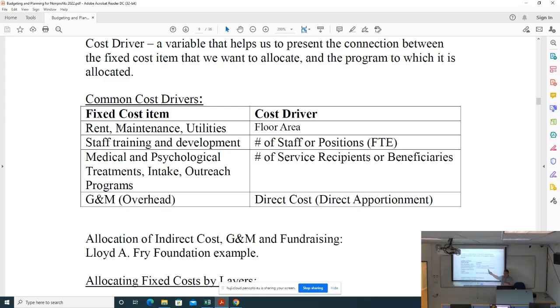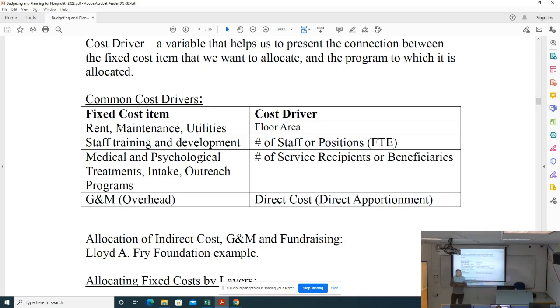Another very, very common cost driver is the number of service recipients or beneficiaries or clients. And again, this can be used if we have, for example, an organization like the organization that we had in the example of rehabilitation for addiction. If we have a clinic that provides medical service for the people in the organization, or psychological service, then we can use the number of clients, and again the argument will be that a program with more clients will take more resources from the clinic or from the psychologist.